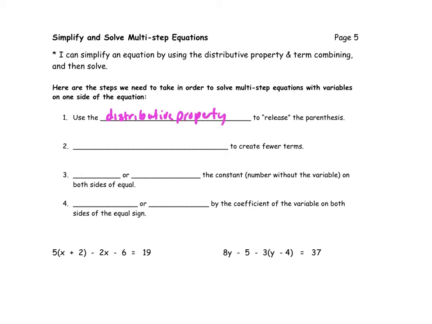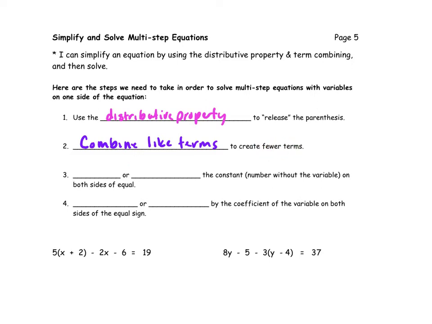And we do that first in order to release the parentheses. It's almost like think about terms being trapped inside the parentheses. We need to release the terms from the parentheses. Next, number 2, we're going to combine like terms. And we're going to do this to create fewer terms. So we're going to release the parentheses first, then we're going to try to combine any like terms so that we have fewer terms to work with.